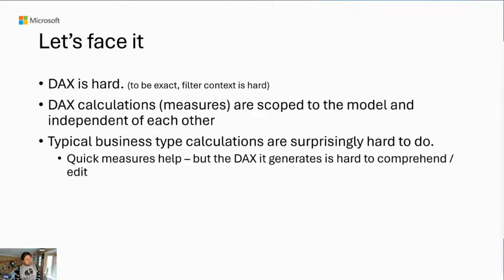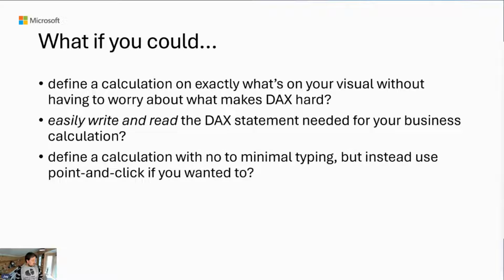So, and then on top of that, typical business type calculations are hard to do. I already talked about running sum. There's a concept called quick measures that allows you to generate DAX expressions that are very common. However, the DAX it generates is still very complicated and very, very hard to comprehend and edit. There is a running sum option in there that allows you to generate that DAX, but still it generates a multi-line DAX statement that is not easy to understand, let alone edit if you're just getting started on the DAX journey. So we really started thinking, okay, what if we could allow you to do something completely different?